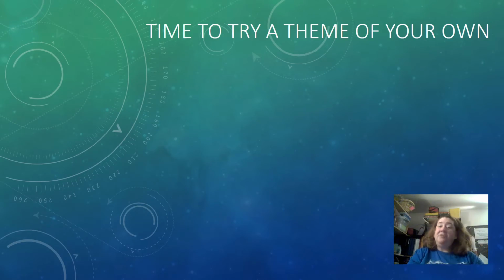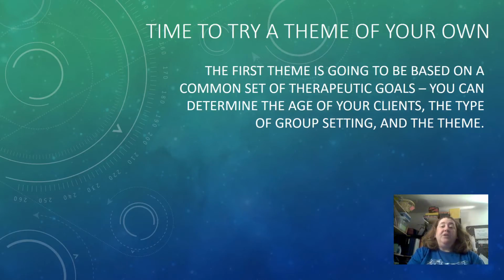All right, so it's time to try a theme of your own. We're going to start off with a common set of therapeutic goals. You get to determine the age of the clients that you're working with, the type of group setting, and the theme. And I usually use my themes for group settings, but you can also use them for individuals. In this case, we're going to use group as the idea, because it's just one way to unify our responses. Again, there is no wrong. You get to create what you want to create, you get to develop what you want to develop.